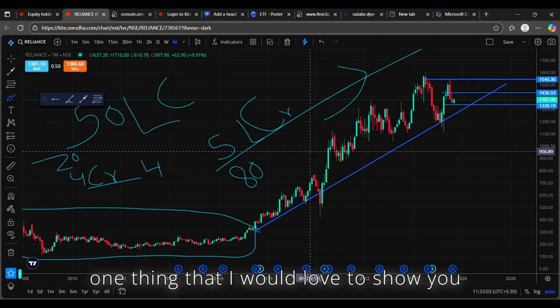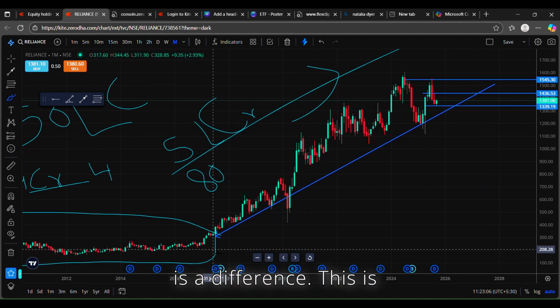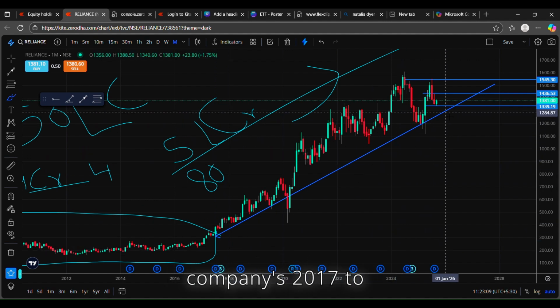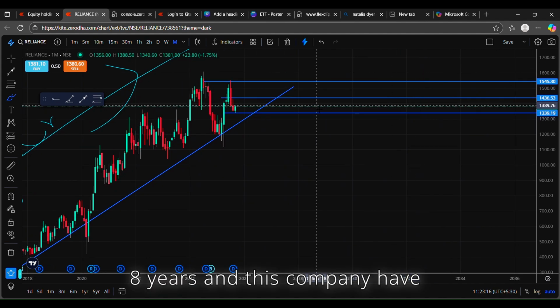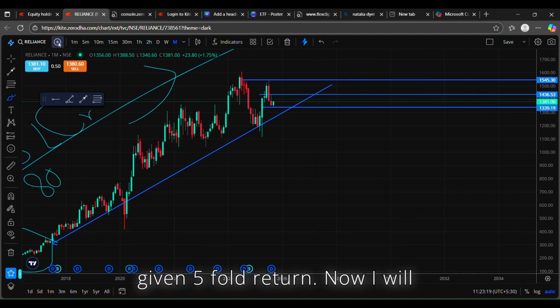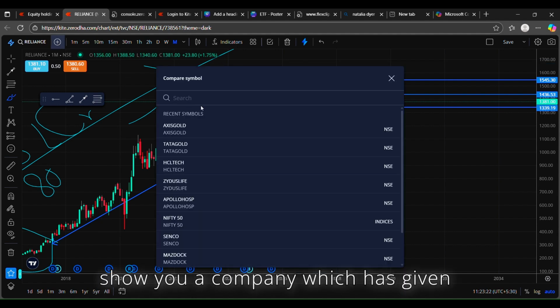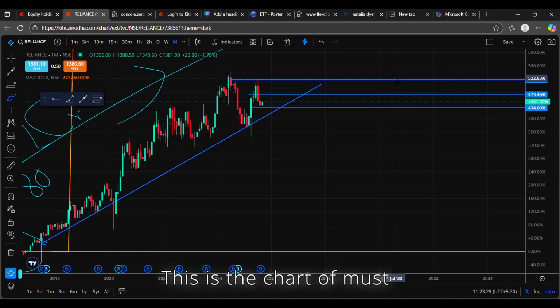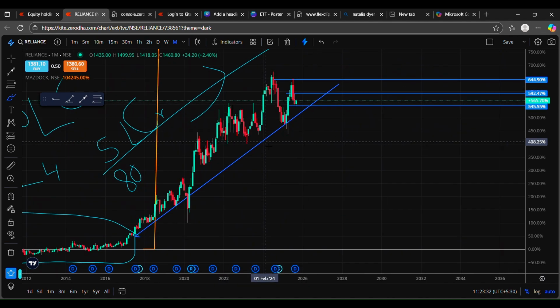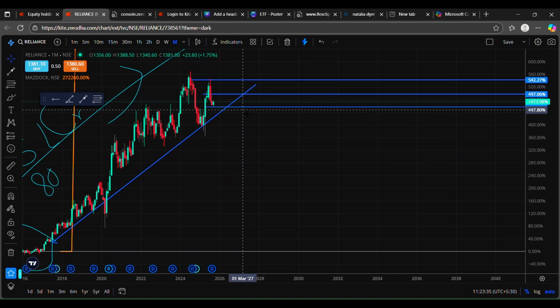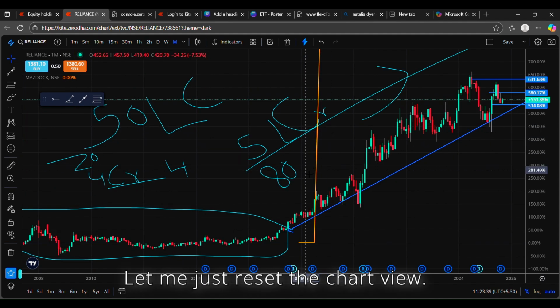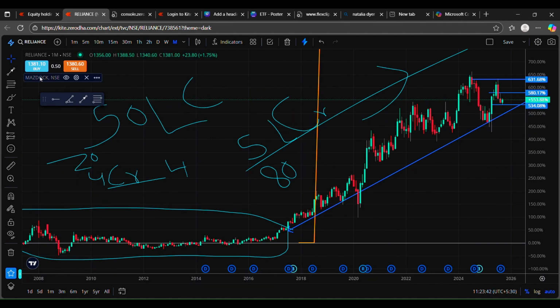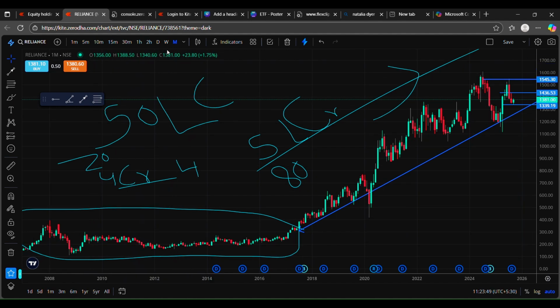Now, one thing that I would love to show you is a difference. This is the company's 2017 to 2025 chart. It's been almost 8 years, and this company has given a five-fold return. Now I will show you a company which has given a greater return than this. This is the chart of Mazdock. Let me just reset the chart view. Okay.